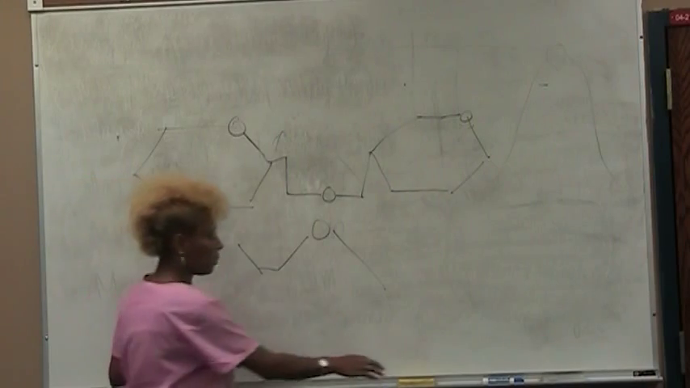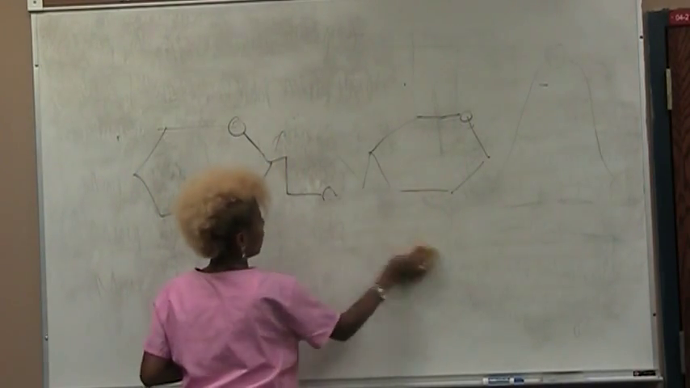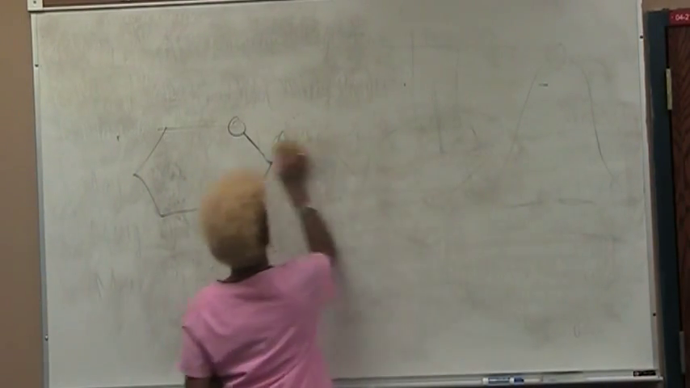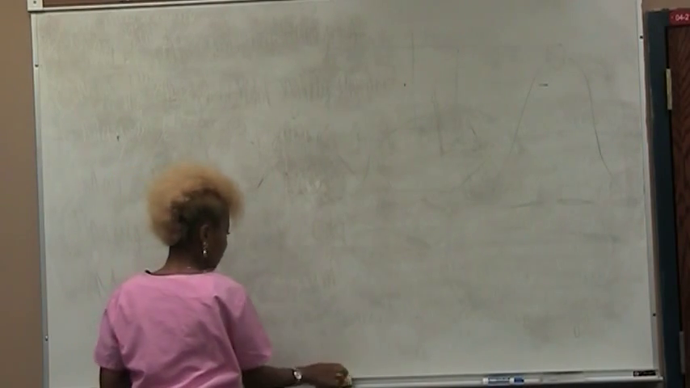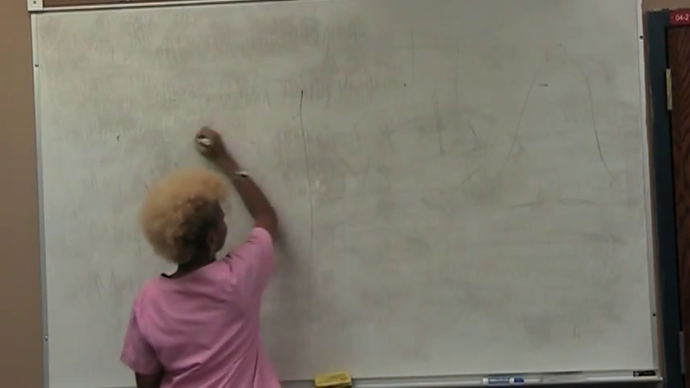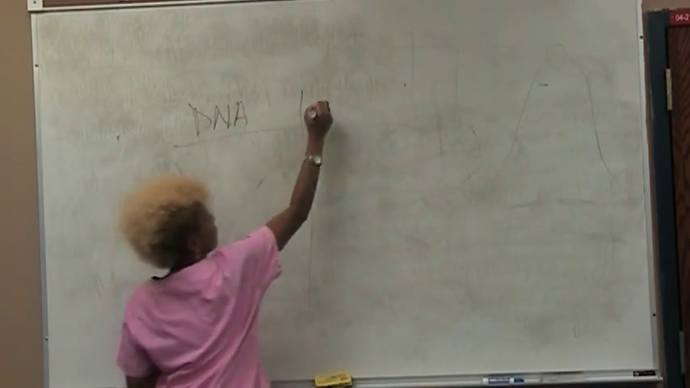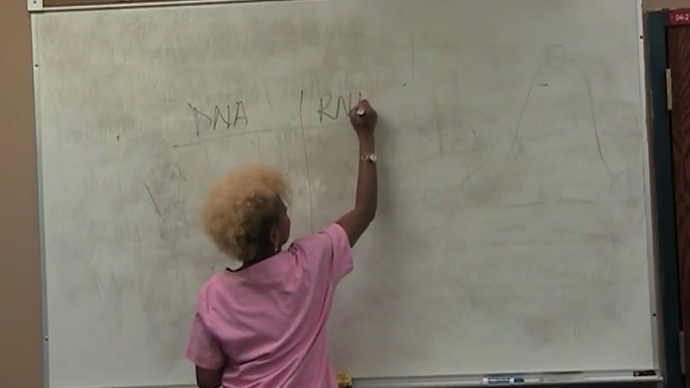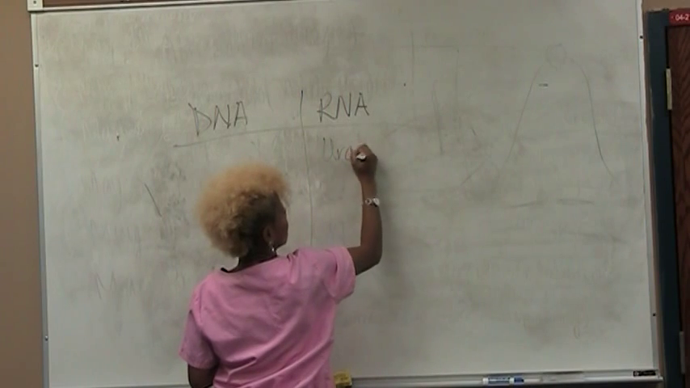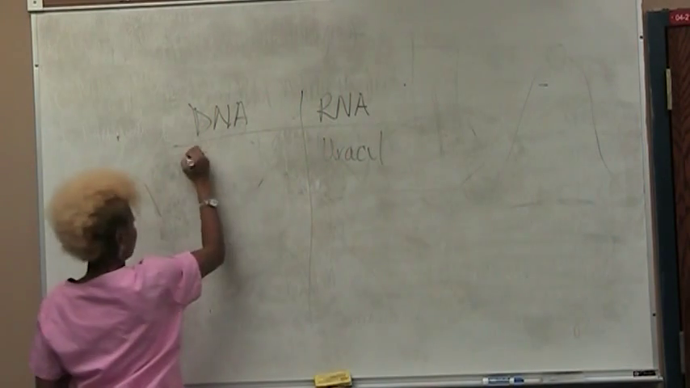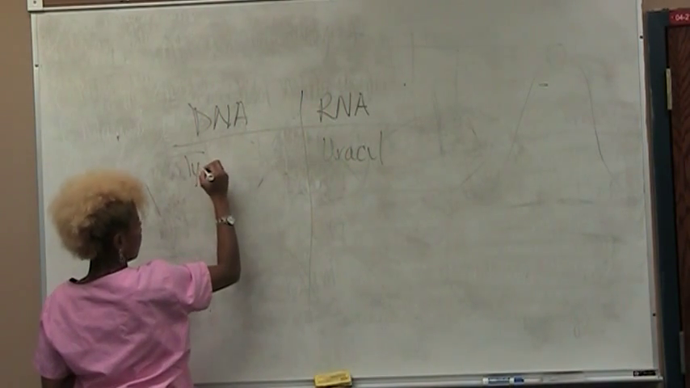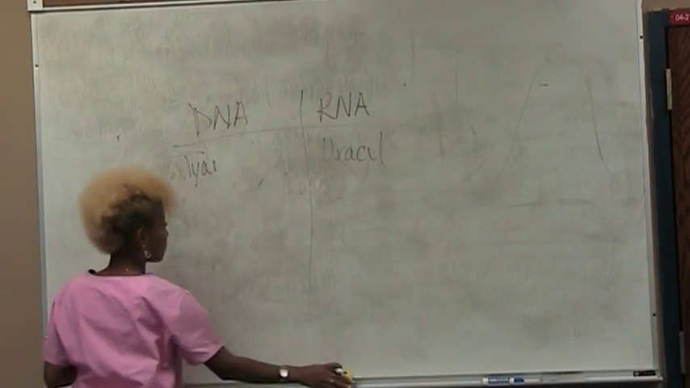Now, let's review a couple of things. What's the difference between DNA and RNA? Give me some basic differences between DNA and RNA. DNA has two strands. RNA has uracil, and DNA will have adenine and thymine. RNA is a single strand, while DNA is a double strand. Thymine.